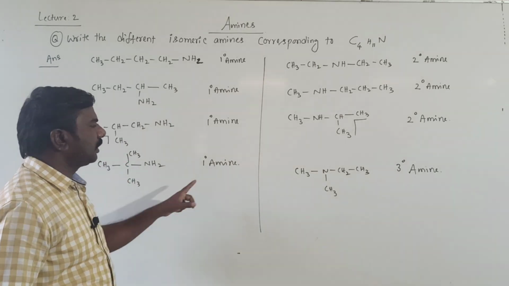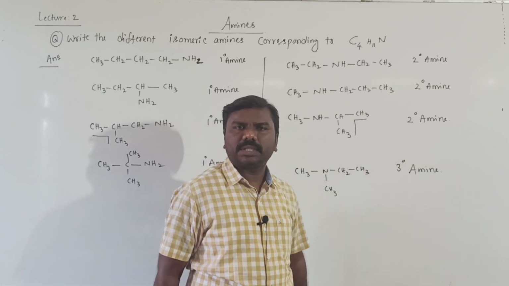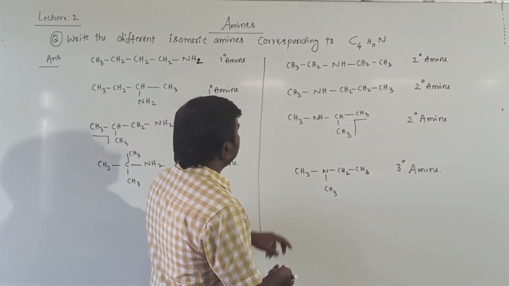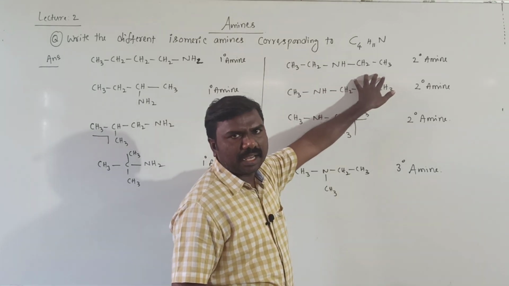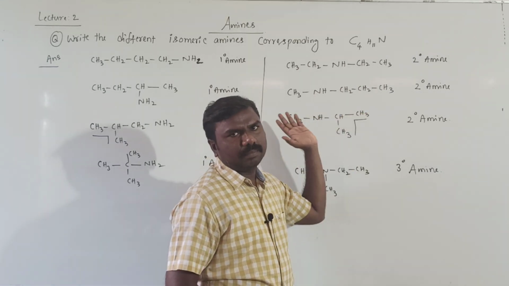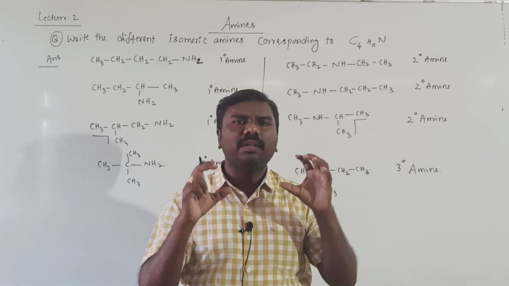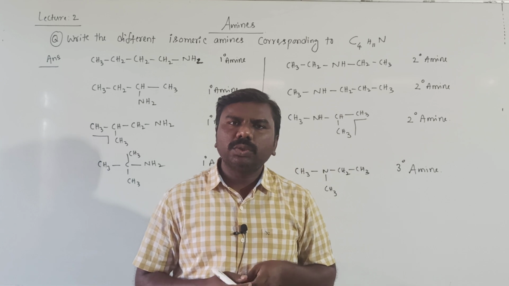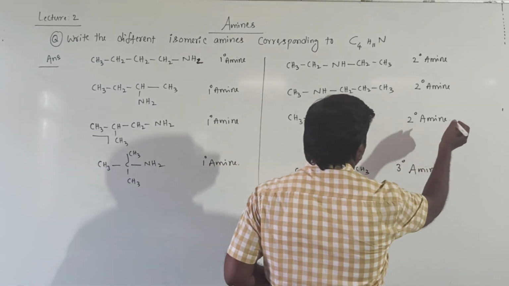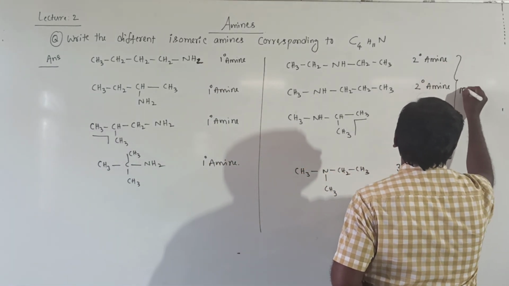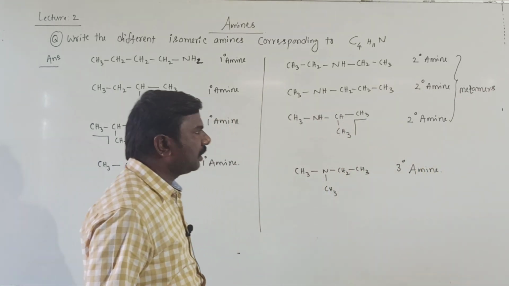NH2 group is there, that is primary. NH is there, secondary. Only N is there, that is tertiary. Getting all of you? Now, these three: diethyl amine, methyl propyl amine, next methyl isopropyl amine. Same molecular formula but different in the size of alkyl groups. Those are named as metamers, the phenomenon called metamerism. These three are metamers, nothing but metamerism. Right, students?